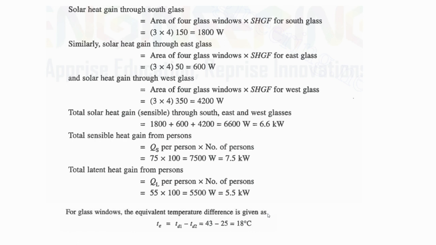Now the total sensible heat gain from the people. We have 100 persons in the room, and the sensible heat given for a single person is 75 watt. So now we get 7.5 kilowatt sensible heat gain from the people. And for the total latent heat gain, 55 watt is the latent heat gain from a single person, and there are 100 persons, so we will get 5.5 kilowatt. Now the temperature difference we have for a glass window is 18 degrees Celsius.